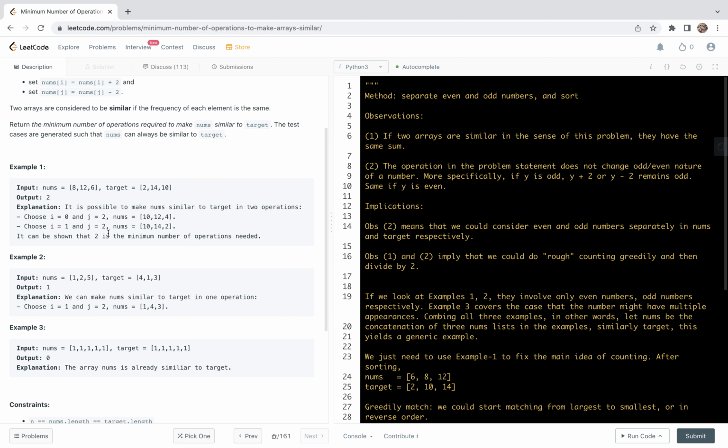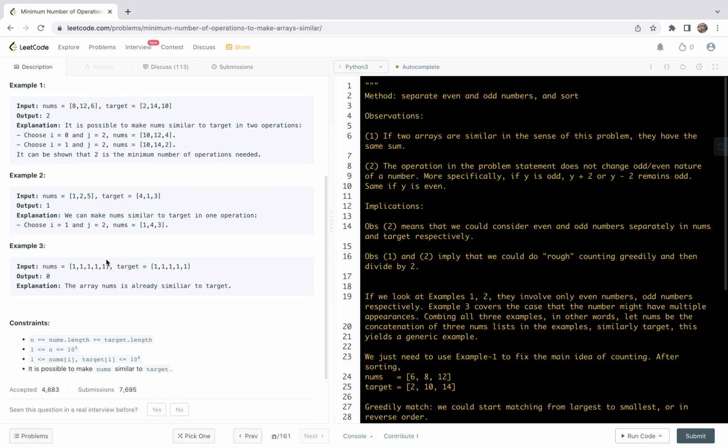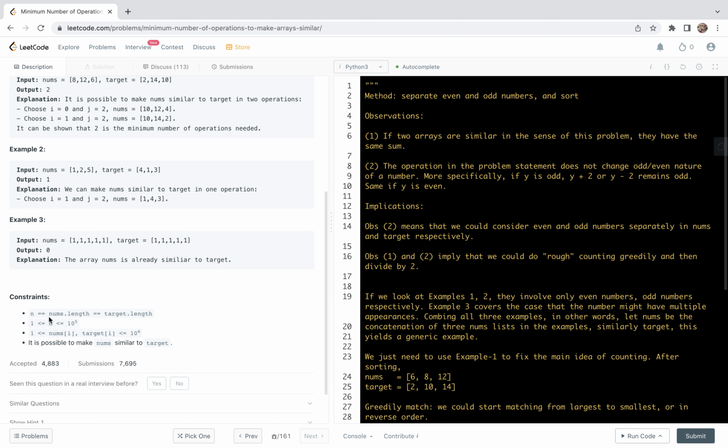So here are three examples. We are going to go over their natures in the analysis part. So the constraints for this problem are the following. First, the two lists have the same length, and the length is bounded above by 10 to the power 5. So 10 to the power 5 defines the problem size upper bound. And the third constraint is about the element range. Let me mention that it's not negative. Actually it's strictly positive. Also, it's possible to make nums similar to target. This is a consistency assumption.